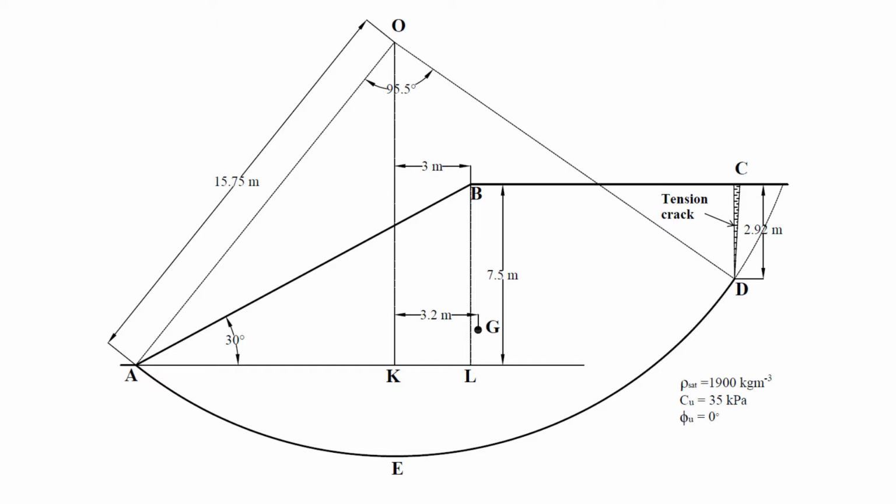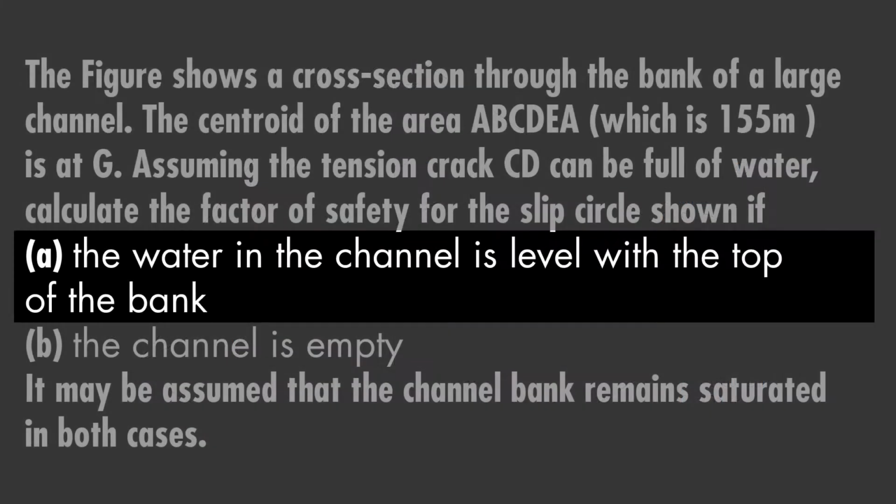The line CD represents a tension crack, and all the other information, the location of the center of gravity as well as the area, all the required information are given for the stability analysis. Part A of this question talks about a scenario where the channel is completely filled with water, so the water level matches the top of the slope.